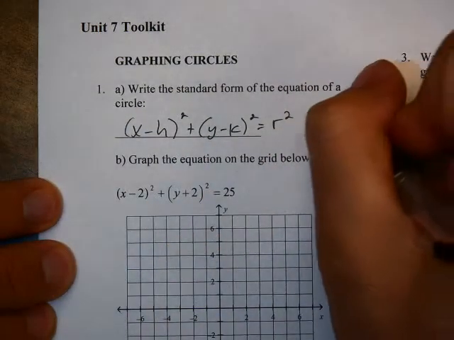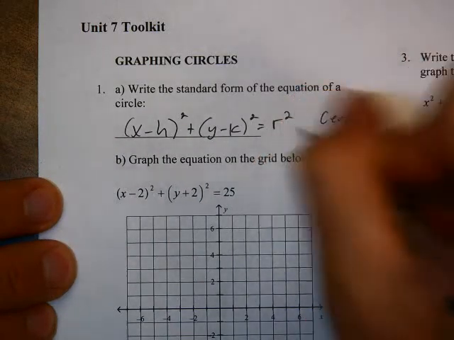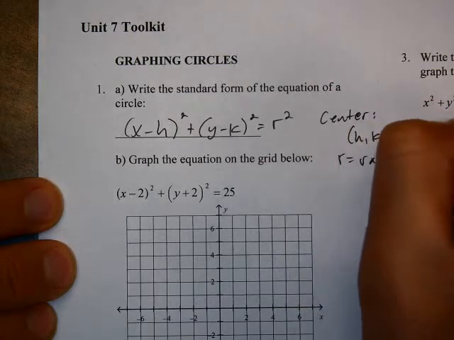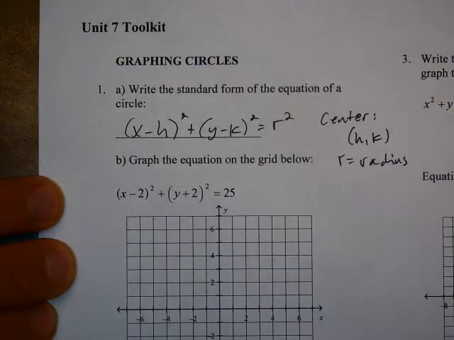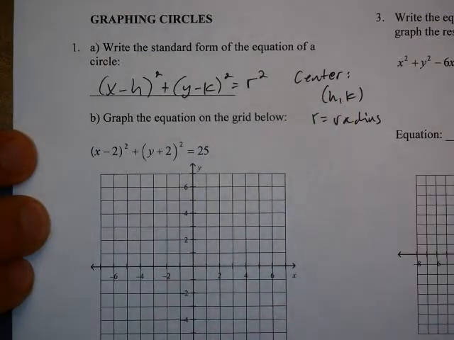The h and the k, remember, give you the center, and the r stands for the radius. So in part B, I asked you to graph the equation below. We have to use this equation to get the center and the radius.